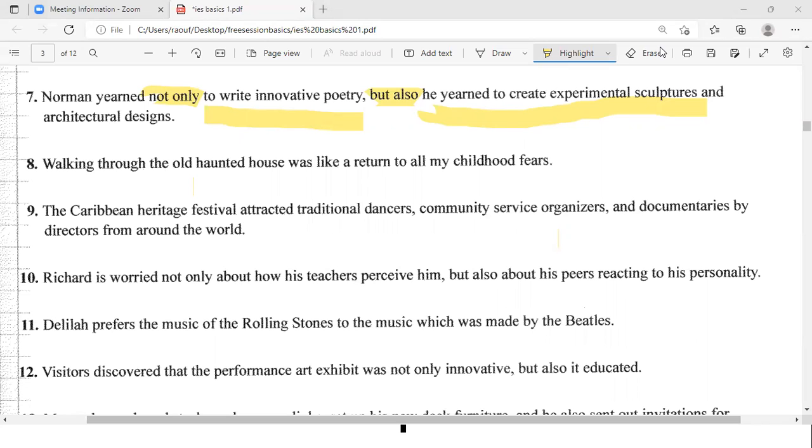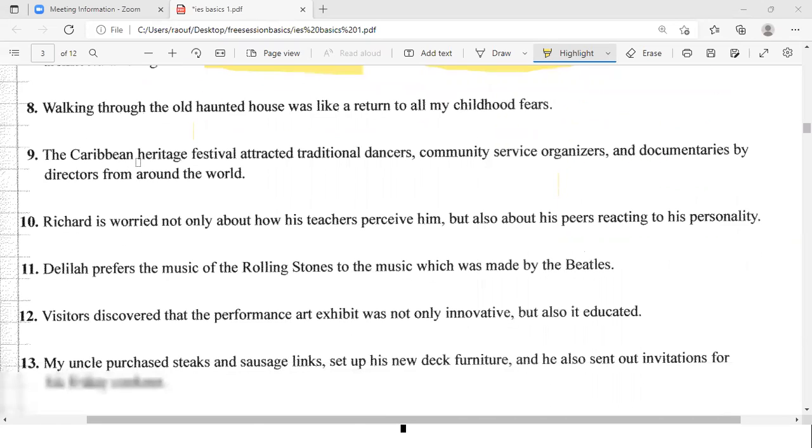I will write the answer here. Norman yearned not only to write innovative poetry, but also to create, and the rest of the sentence. That is the correct answer. Thank you, everyone who tried.